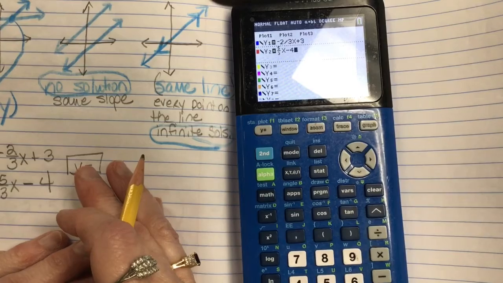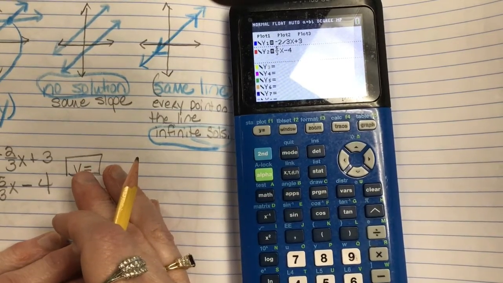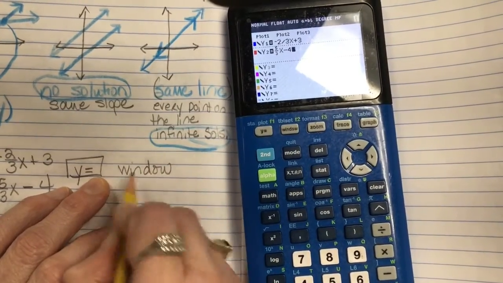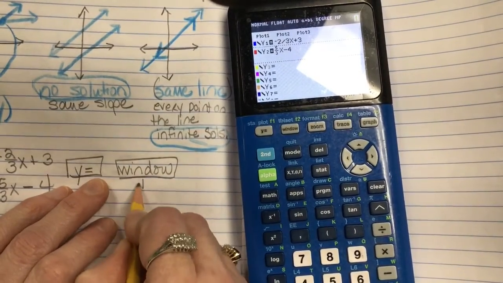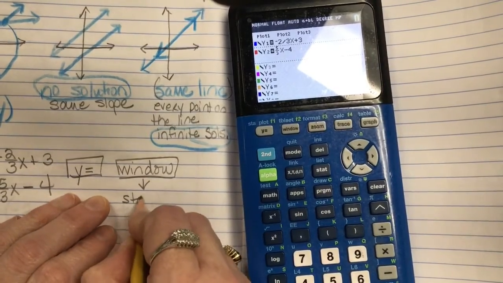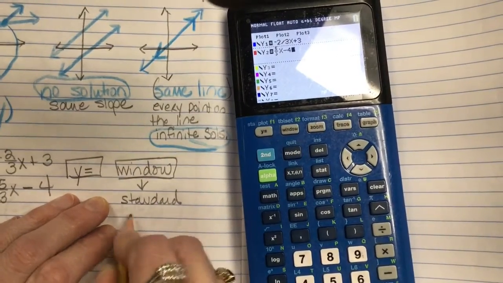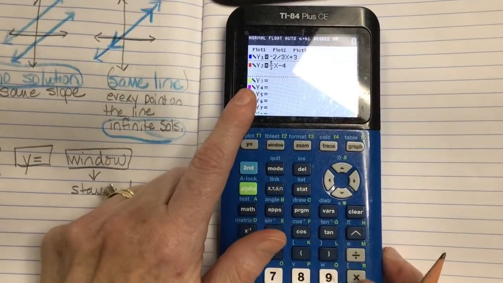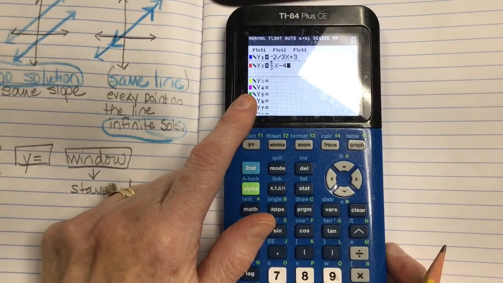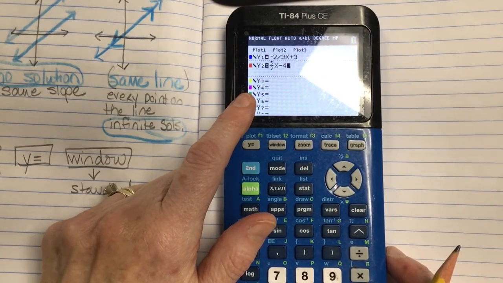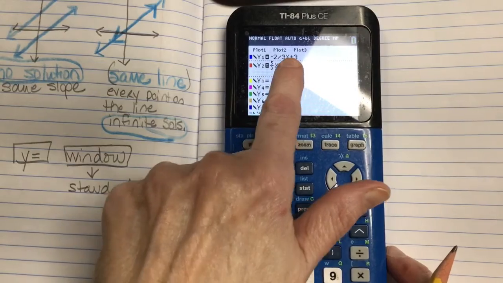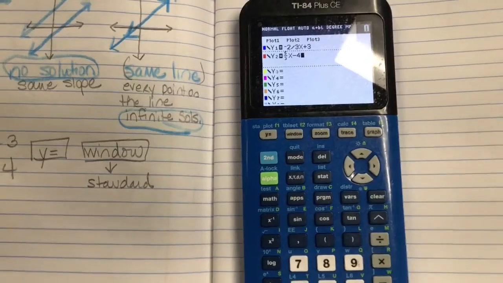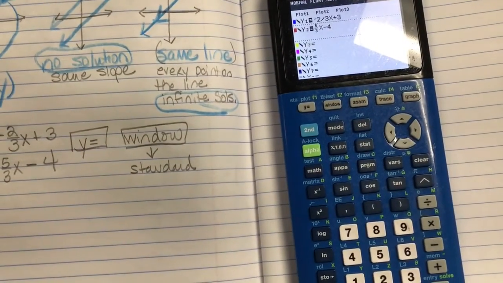And then the next thing we're going to do is check our window, because who knows what you've been doing on your calculator, because we want standard window. And I'll ask you in just a minute how you get there if you're not there. Now, does everybody's look just like mine? Yeah, I typed with a little fraction key here. I didn't here. Doesn't matter. There we go. Everybody good to go?